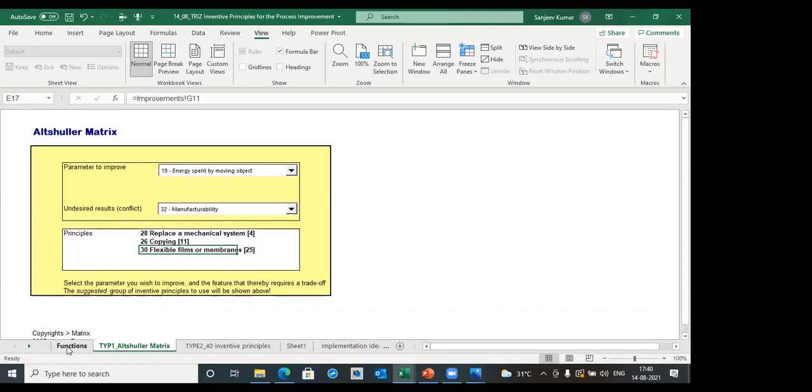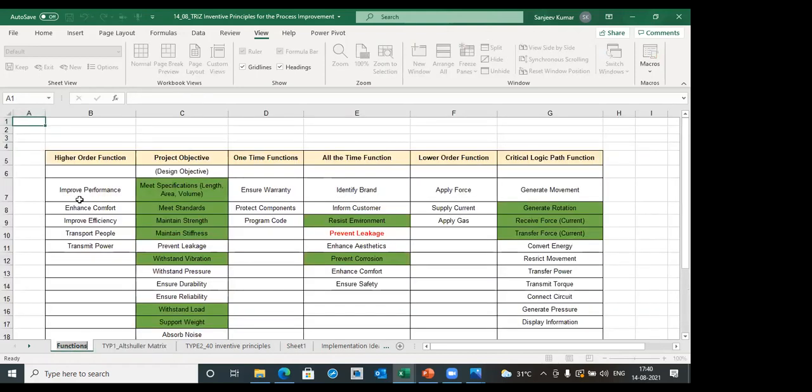See, these are the functions that you need to write down from the FAST diagram. Okay, so what is the higher order function you got? What's the basic function? What's the one-time function? What's the all-time function? What is the lower order function? What is the critical logical path? So all these functions you are going to write from your FAST diagram.